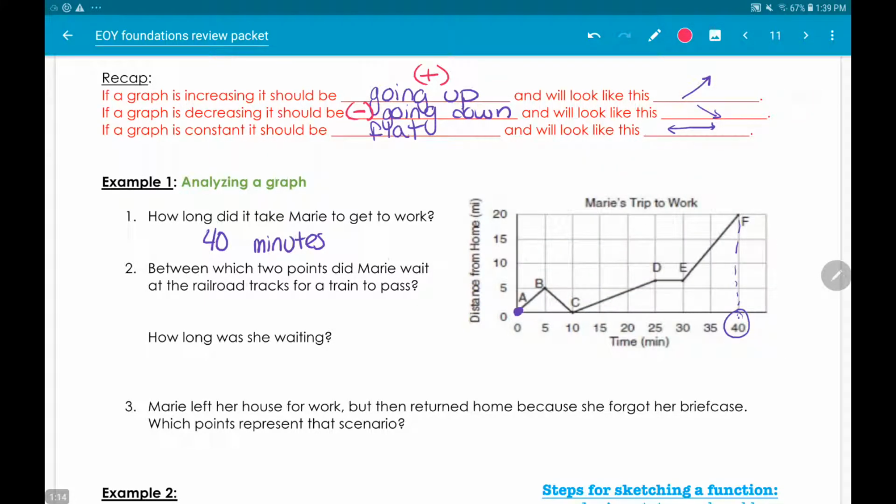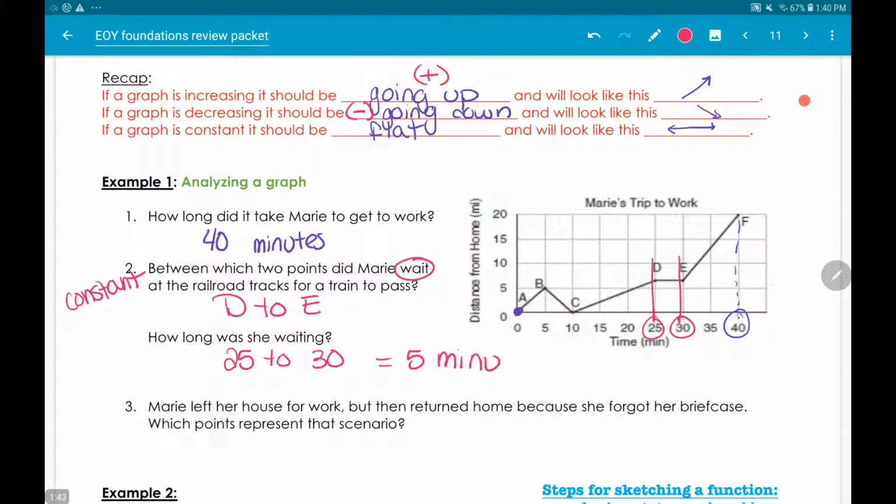Okay. Between which 2 points did she wait at the railroad tracks for a train to pass? So that means her distance was constant. So where is it constant? I see from D to E. Now it asks how long was she waiting? If it started at 25 and ended at 30, that equals 5 minutes.